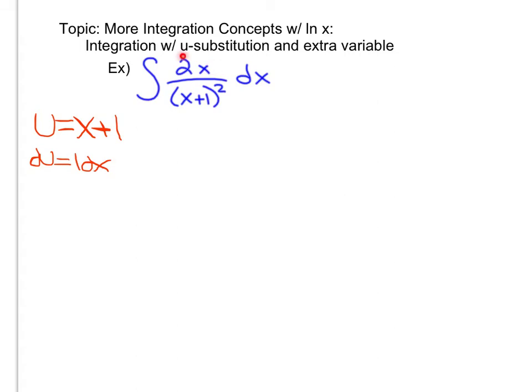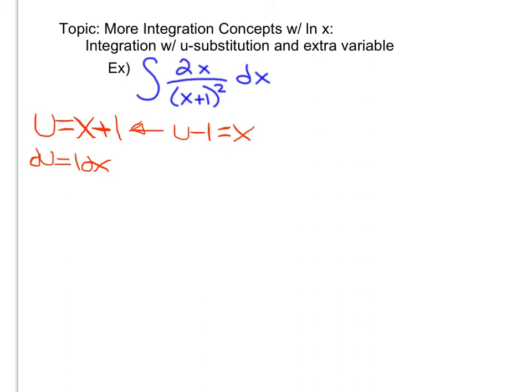The issue that I'm running into is I have both an extra 2 and an extra x. Well, remember, if I have constants that I don't want, I can pull those out to the front. So I can bring the 2 out to the front. Multiplying the 2 on the inside or the outside makes no difference. However, the x, if you remember from what we discussed before when we have extra variables, the x I can substitute with u minus 1, since according to what I made my substitution for, if I subtracted 1 from each side, it would tell me what x is.